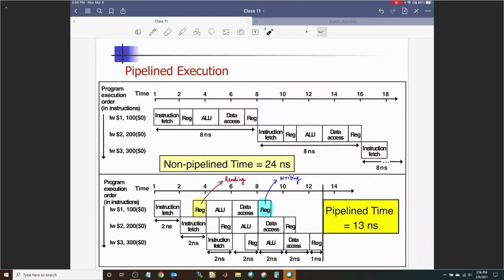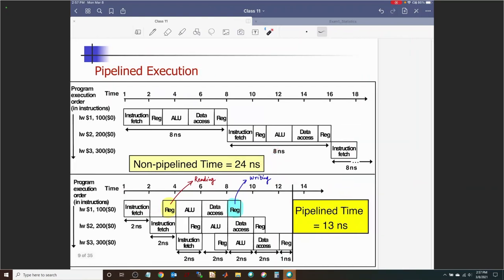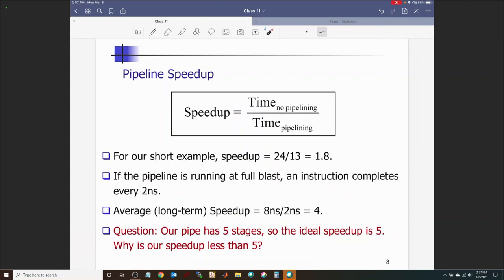Now we have got this. What is the pipelined time now? It started over here, it ended at 13 nanoseconds. So the pipelined time is 13 nanoseconds versus 24 nanoseconds. So I hope we have the non-pipelined, we have the pipeline, we can start computing the speed up. Speed up is essentially the time taken to complete without pipelining divided by the time taken to complete with pipelining. So in our example, we had 24 nanoseconds for the numerator, 13 nanoseconds for the denominator. We got a speed up of 1.8.